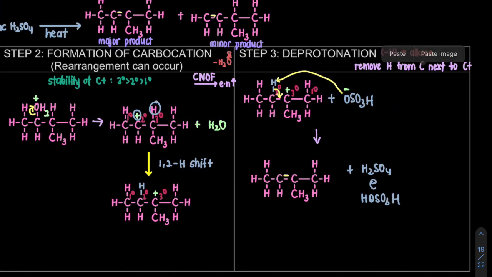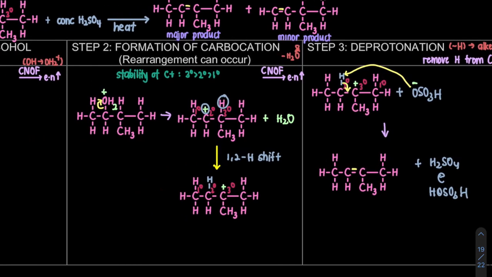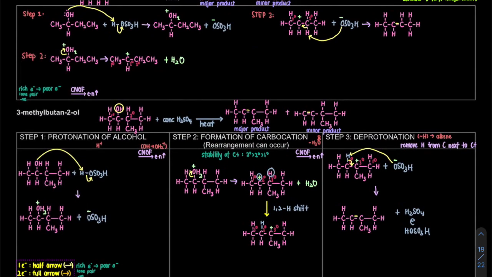For the next mechanisms, we will always take the carbocation into account and see if rearrangement can occur or not. You can check it again. Don't worry, this is not the only example where we will see rearrangement. Later we're going to look at more examples. So that's it for this video.